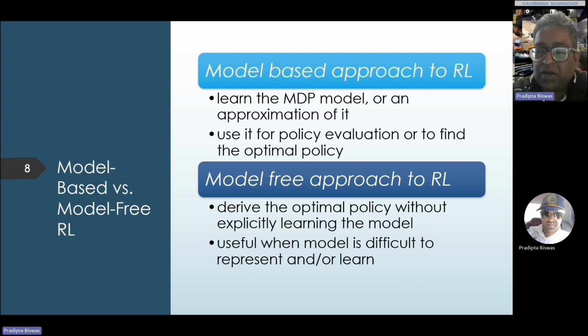Like, say, for example, for traveling within Bangalore, you need not know or remember all the road structure in the whole of India. You can only learn locally in your neighborhood in Bangalore. So these model-free approaches will try to derive the optimal policy without explicitly learning the state transition probability matrix or the full model. And of course, it's useful when, as I explained, the model is difficult to represent or learn. In this model-free approach, we will learn 2 algorithms. The first will be temporal difference learning, and then we will learn Q learning.